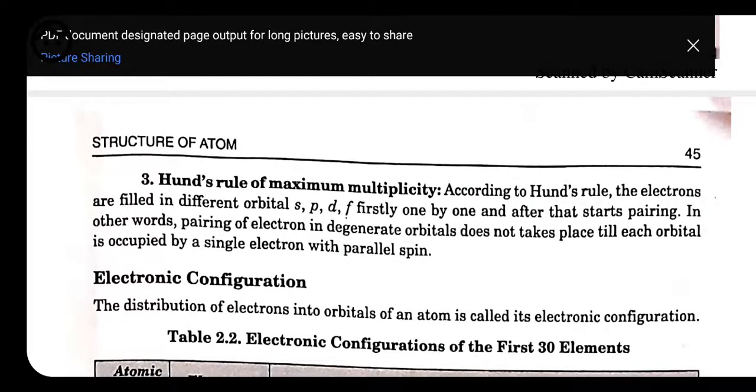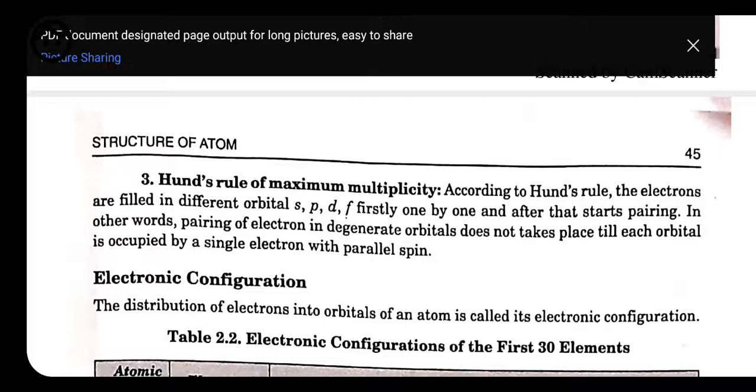Third rule, that is Hund's rule of maximum multiplicity. Here we can also just call it Hund's rule. According to Hund's rule, pairing of electrons in a set of degenerate orbitals doesn't take place until all the orbitals are singly filled. So first we have to know what we mean by degenerate orbitals.